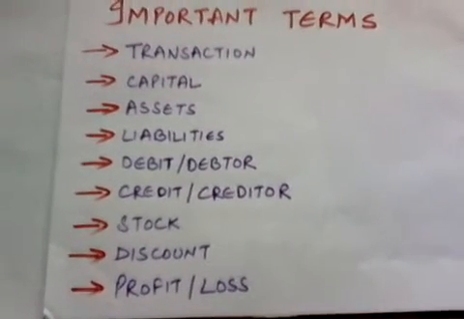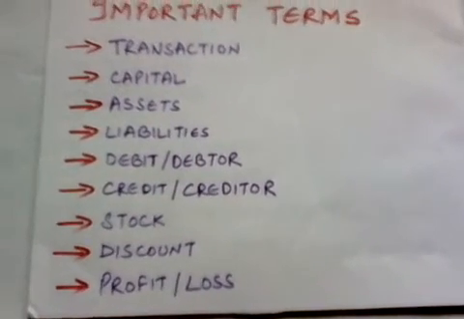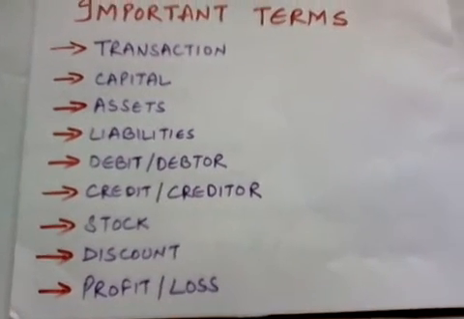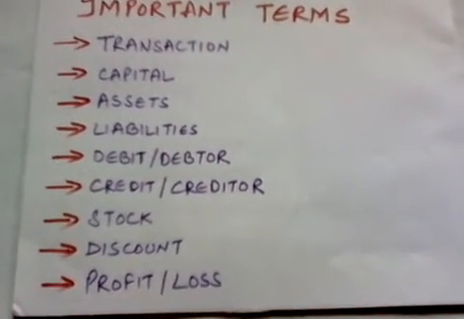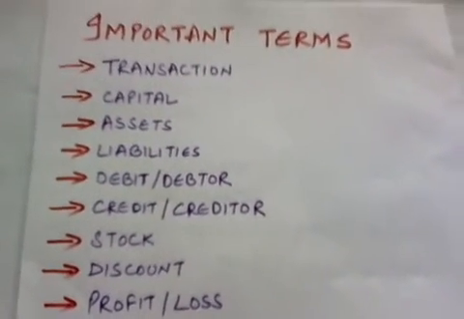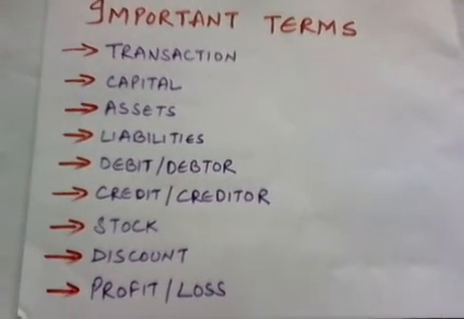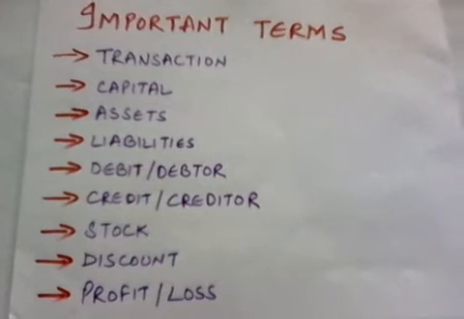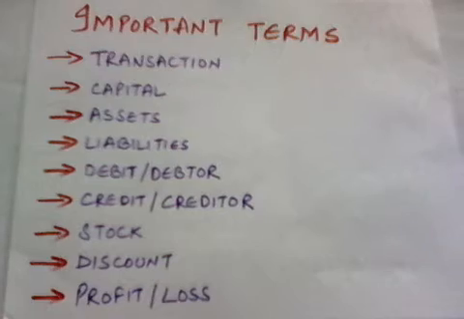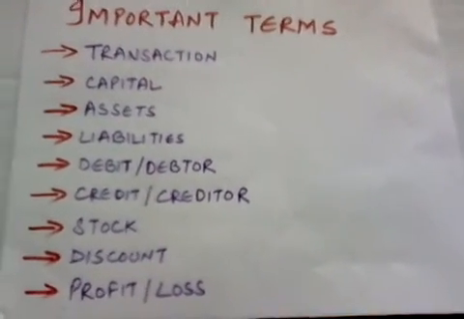Stock. Stock is the inventory of the business. Discount. I hope you all know what a discount is, because in daily life we all receive discounts from different firms or different shops. So this discount is simply the amount we save, right? Profit, loss. Profit is your income by the end of the year, and loss is your expenses or whatever you say, right? So at the end of the business, at the end of the year, we see whether our company is having profit or losses.